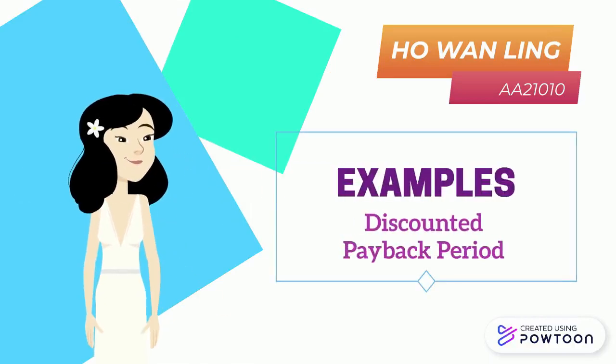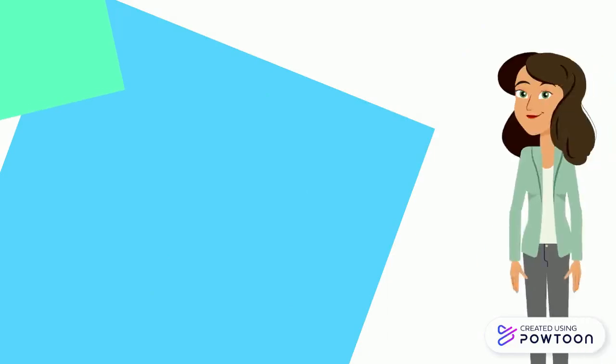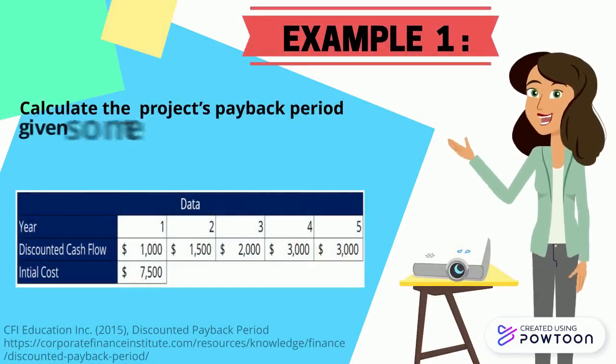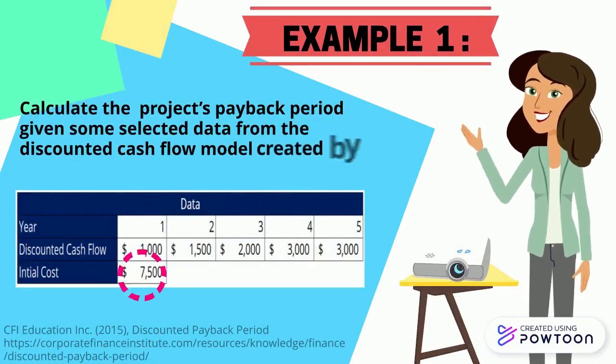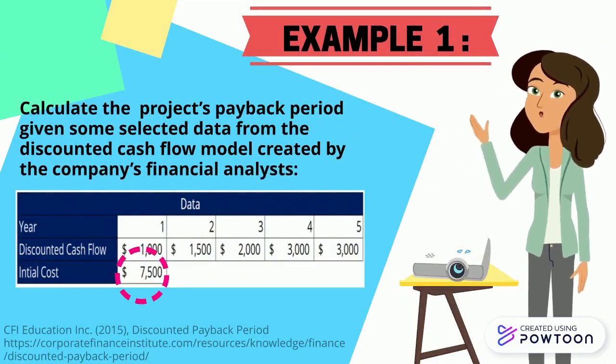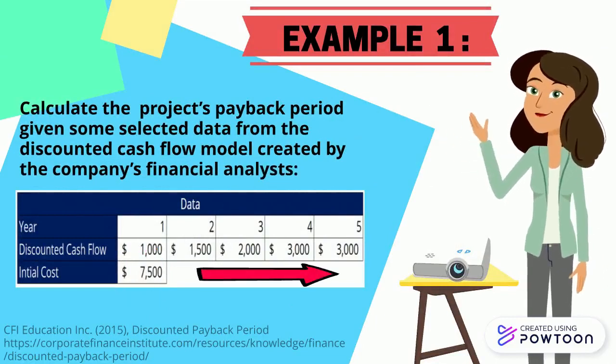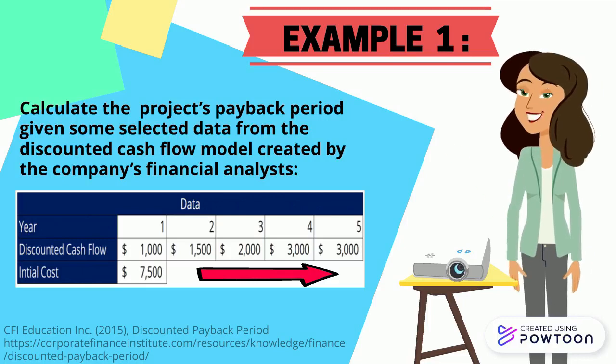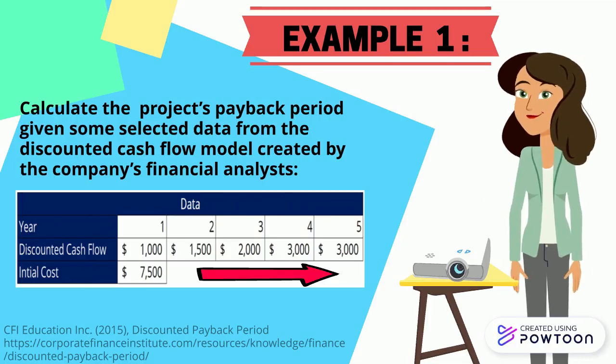the discounted payback periods. Let's move on to the first example. As you can see here, the project cost is $7,500 and the project returns a positive discounted cash flow in its first year and its yearly discounted cash flow grows to $3,000 in later years.